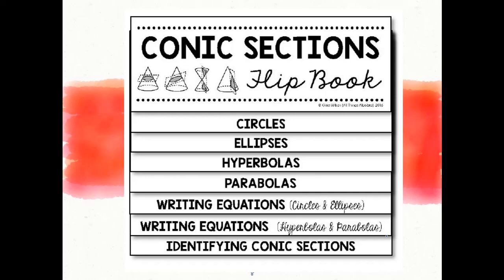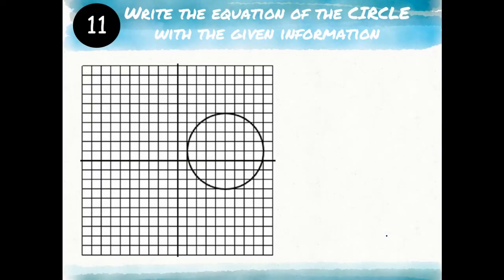Now, we also want to talk about how to write an equation of a circle. So you're going to close the circle tab that you were just on, and open the writing equations, circles, and ellipses tab for me. We're going to look at problem number 11 on here. I have to find the equation of the circle with the given information. Well, they gave me this really cool graph, right? So I probably need, remember, a center and a radius.